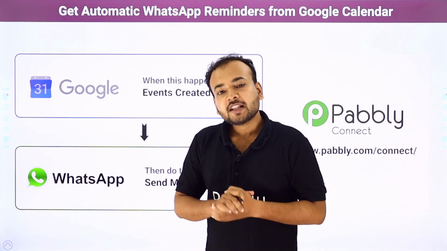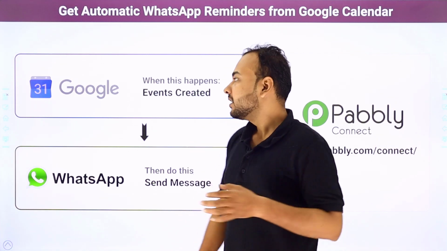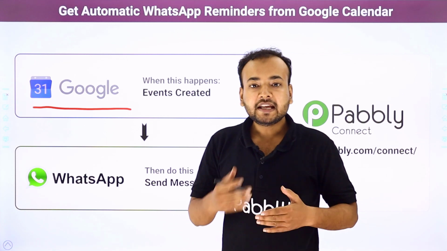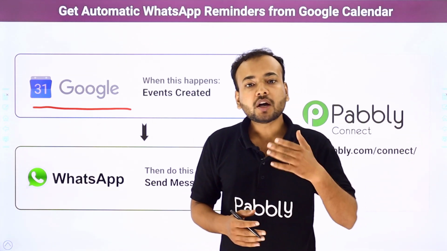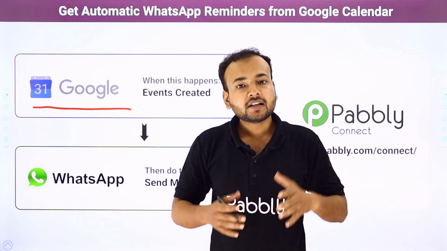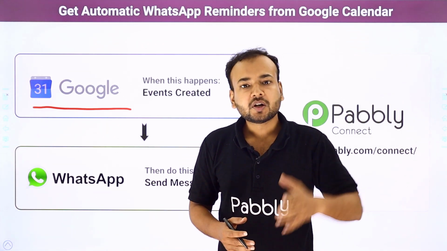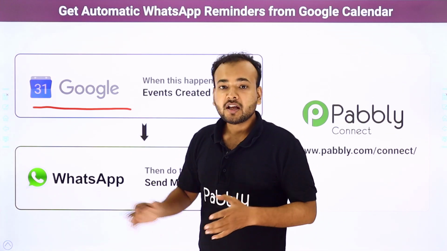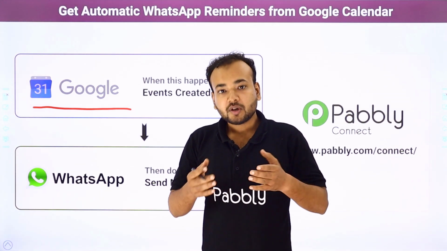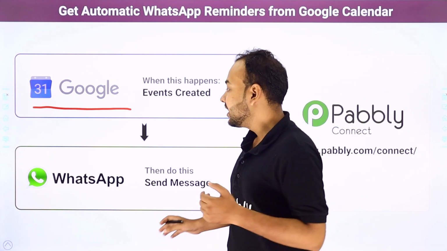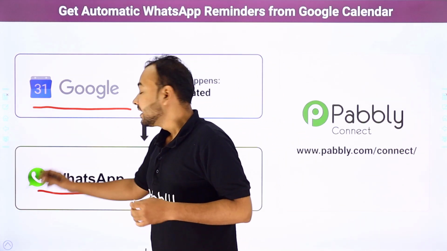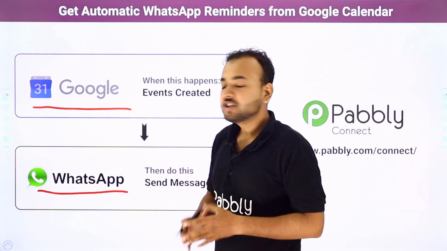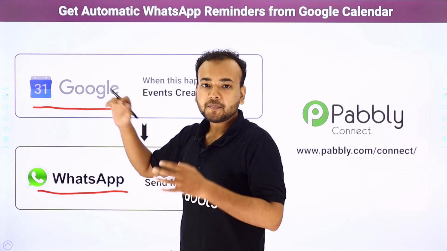Now let's suppose that you have created a calendar here in Google Calendar and you created many events in that calendar which you are going to attend next week, next month or next year, right? So you have many events lined up here in Google Calendar. Now you want to receive a reminder message here on WhatsApp about the events and important meetings that you are going to attend, which are marked in Google Calendar, right?